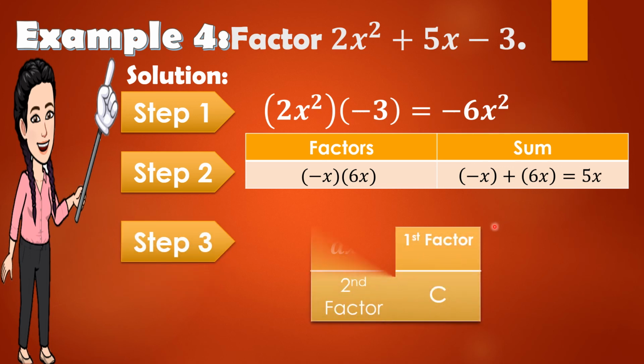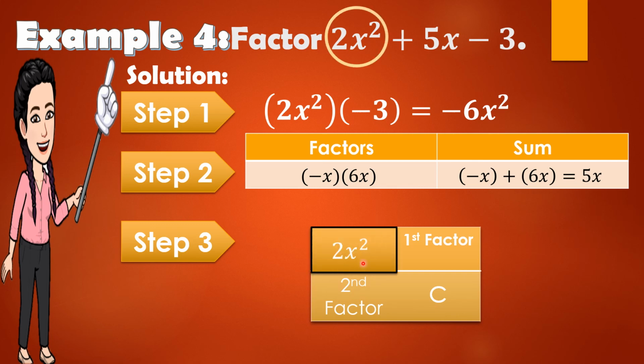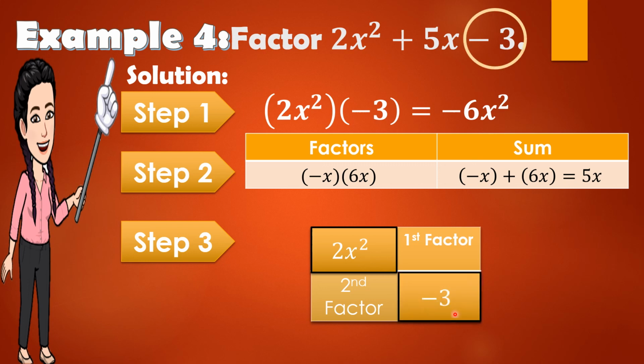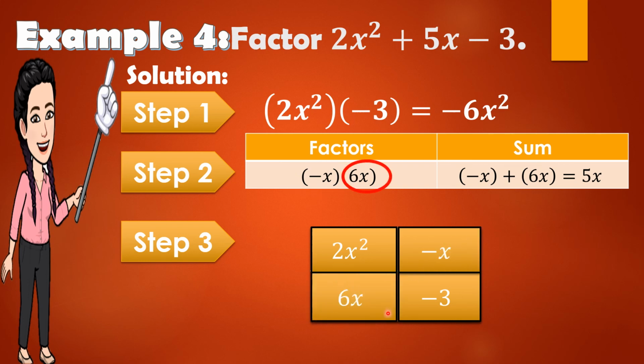Then, complete the factor table. For the first term, we have 2x squared. Last term, we have negative 3. First factor is negative x, and the second factor is 6x.